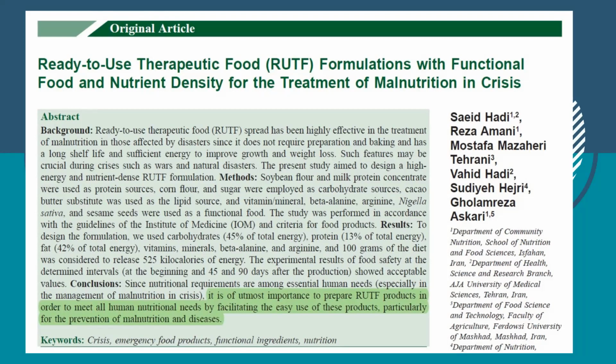The experimental results of food safety at the determined intervals at the beginning and 45 and 90 days after the production showed acceptable values. The conclusion was that since the nutritional requirements are among the essential human needs, especially in the management of malnutrition in crisis, it is of utmost importance to prepare ready-to-use therapeutic food products in order to meet all human nutritional needs by facilitating the easy use of these products, particularly for the prevention of malnutrition and diseases.